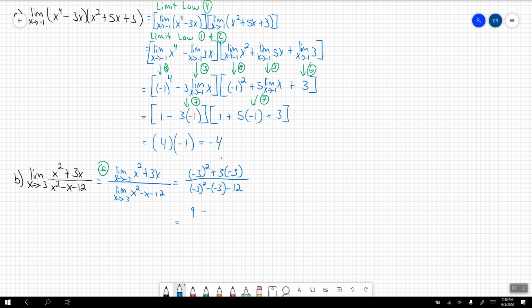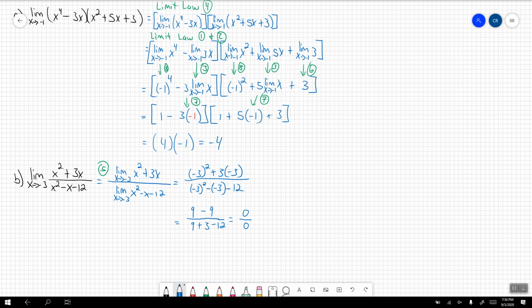I'm just double checking here. Yes, there we are. Negative 3 squared gets us 9, divided by negative 3 squared, which gets us 9, plus 3 minus 12. And what we get here, if we keep going, is that the numerator is 0 and the denominator is also 0.